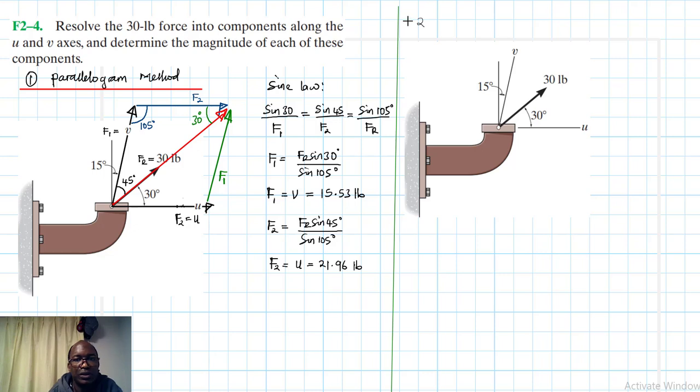This is the second method. So here we want to use X and Y components, right? So let's do so. Like we said, F1 is equal to V, let me write it properly, and F2 is equal to U.